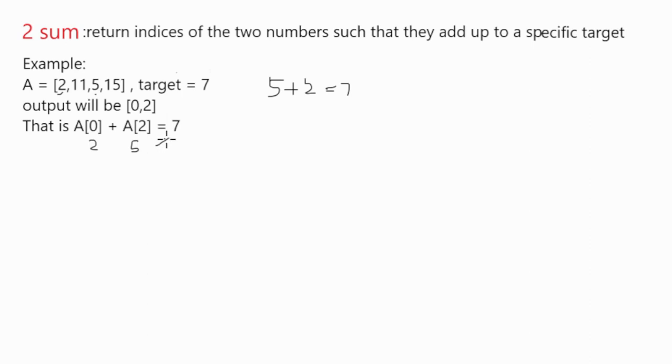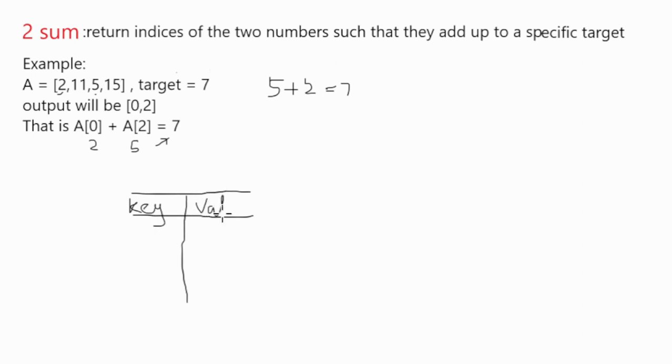We are going to implement this using hash. Hash consists of key value pairs. You can consider key and value this side. In Python, we are going to implement hash using dictionary. That is, in Python, dictionary consists of key value pairs.